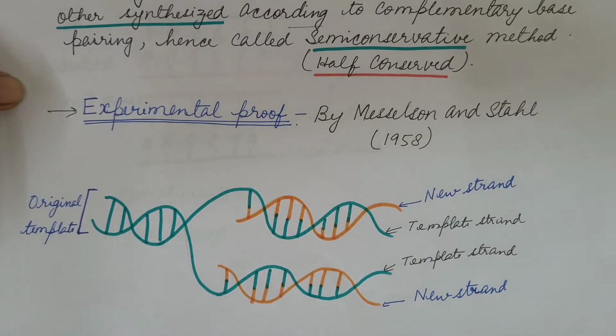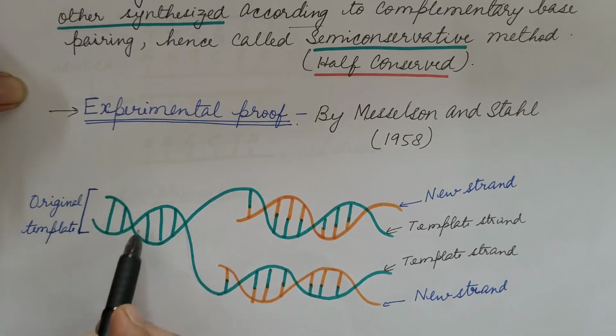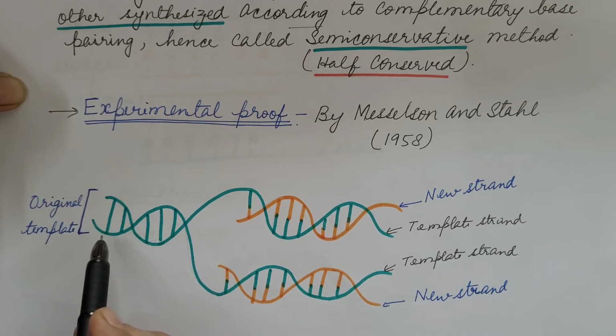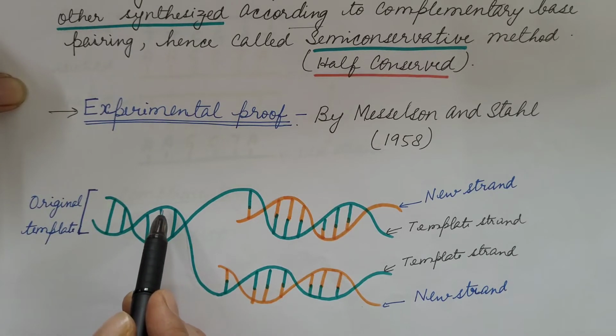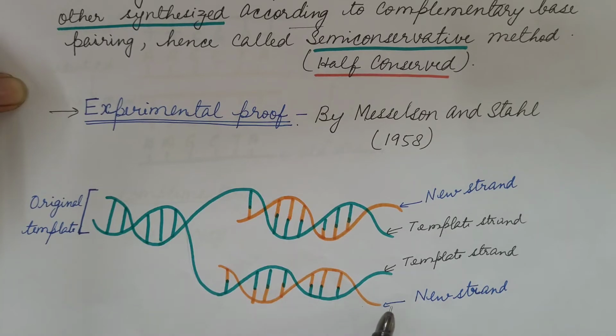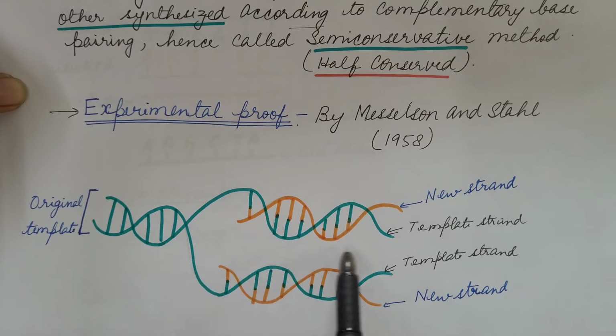Now let us understand this with the help of this diagram. So this is the original DNA molecule. There are two strands. This is the original template. During the replication of the DNA, the two strands separate due to the breaking of the hydrogen bonds between the complementary base pairs. Now, each of the older strands of the DNA serves as the template and the new strands are synthesized on the basis of complementary base pairing. This is one copy of the DNA and this is the second copy of the DNA.